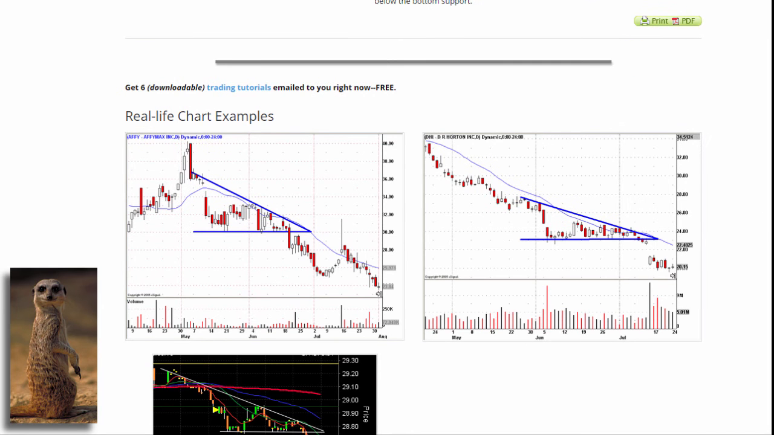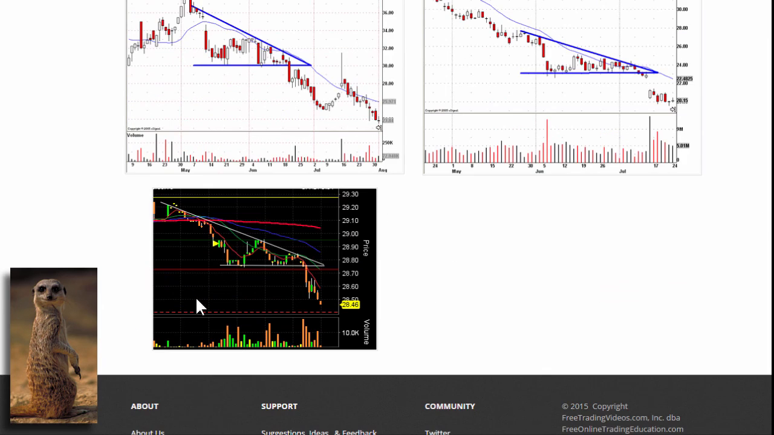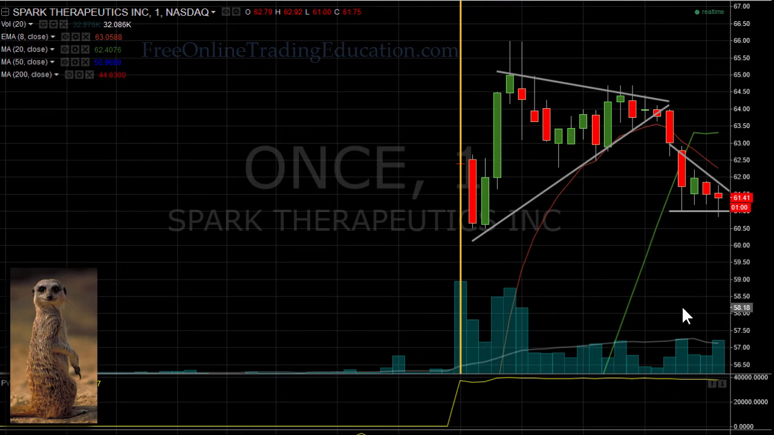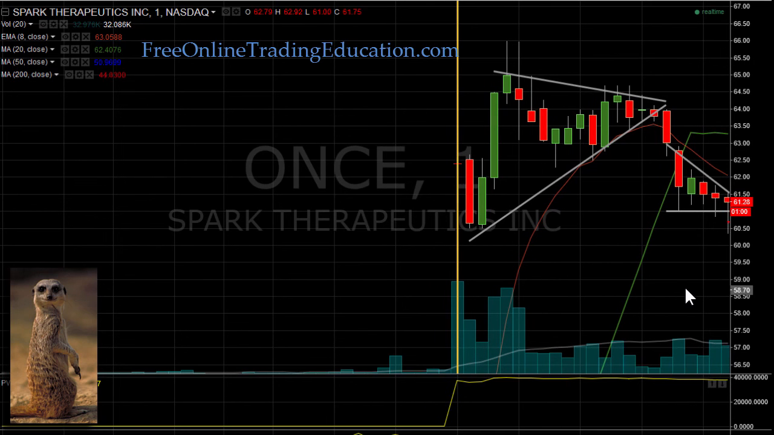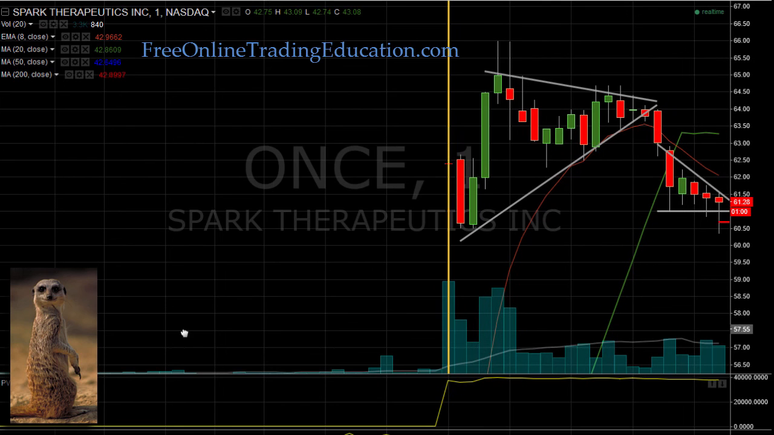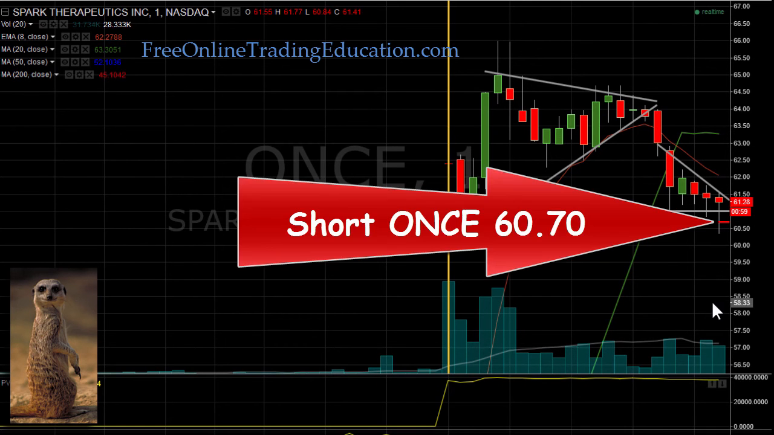Here's another one, from a day trade that I showed a couple months ago. So let's take a look at this one. It's descending here. Going to set a trade right down in here. If it breaks down below this $61 support area, I want to be short. Let's see what happened next, and bam, there it is. It broke down and got me in at $60.70. I am now short on ONCE.